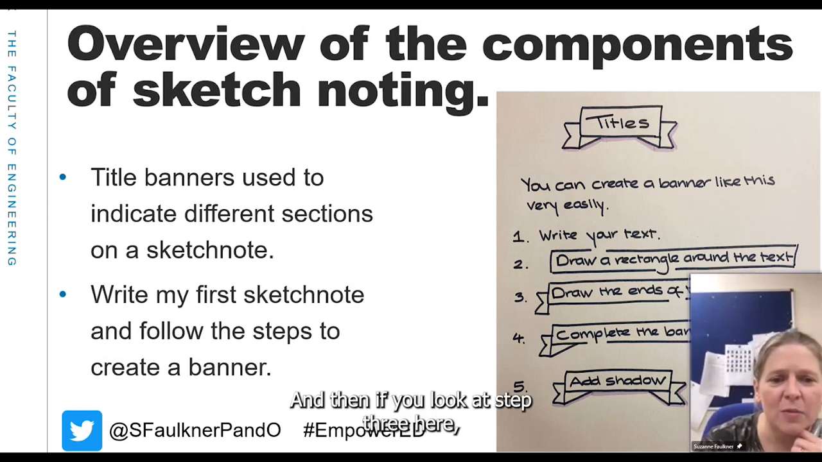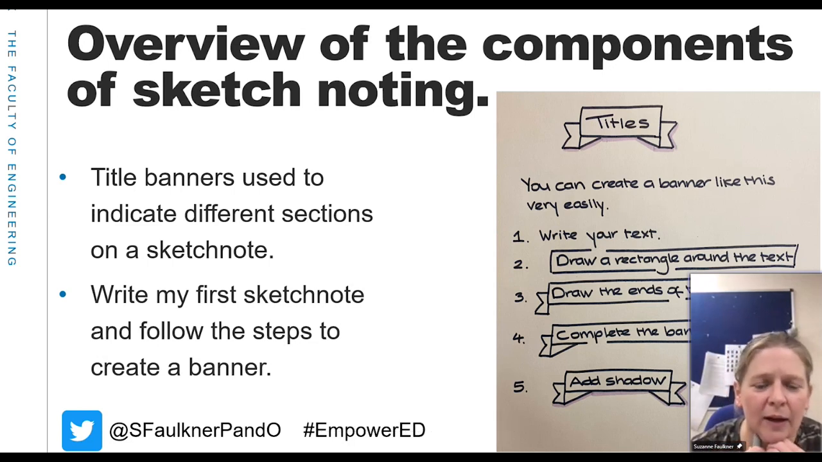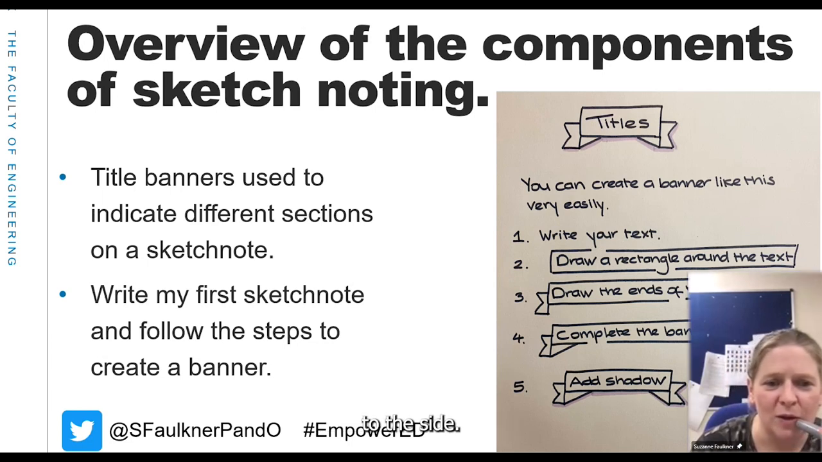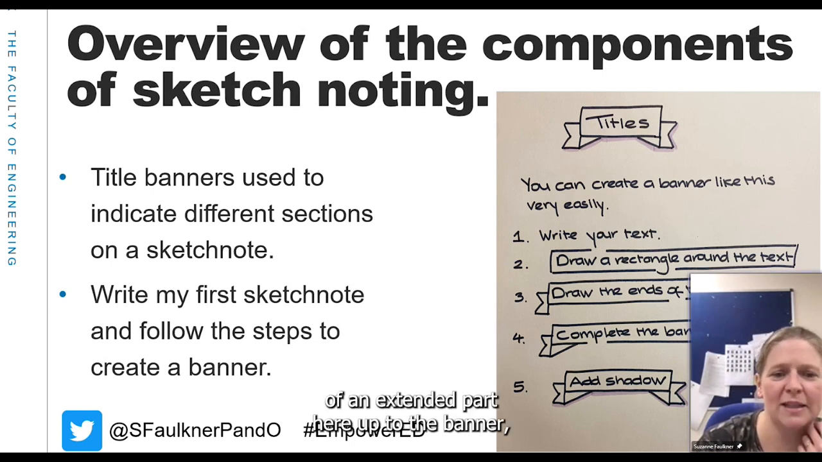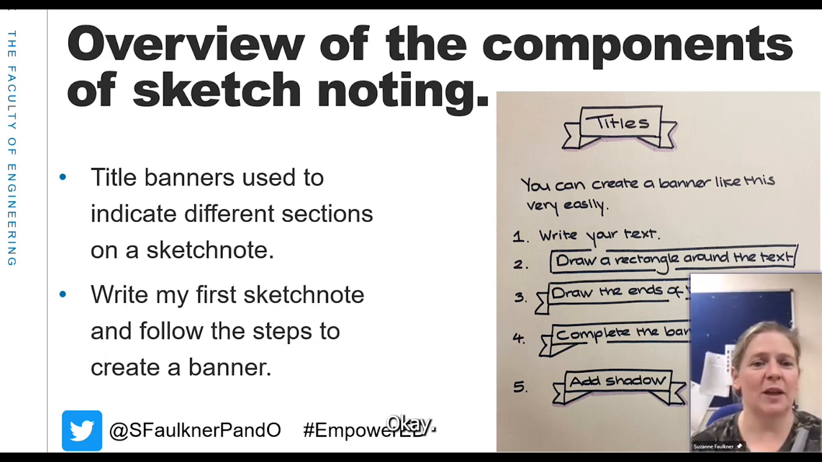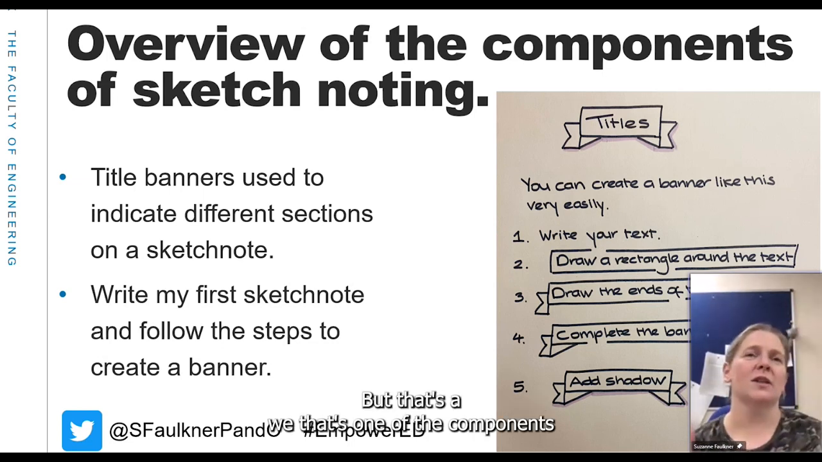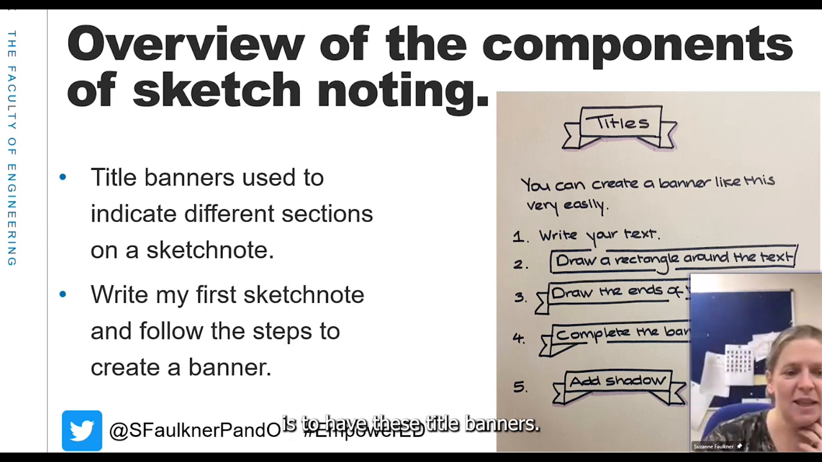And then if you look at step three here, we're drawing two lines and then connecting that to the side. And then step four, we're joining the bottom of your extended part up to the banner. And we'll talk about shadowing later, okay? But that's one of the components to identify different sections of your sketch note: to have these title banners.